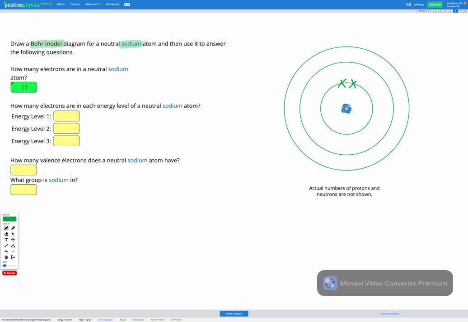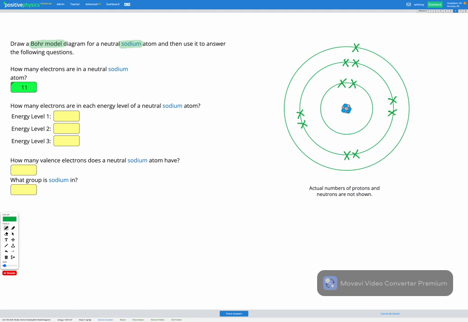The next shell can fit up to 8 electrons. So I'm going to add them and I'm going to count as I go. So I've got 1, 2 already, 3, 4, 5, 6, 7, 8, 9, 10. Okay, I still haven't hit my total, which is supposed to be 11 electrons. So I've got 1 electron left that's going to go in the outermost shell. 11. So the rules for filling these are you fill the inside one first, and then you fill the next one, and then the next one.